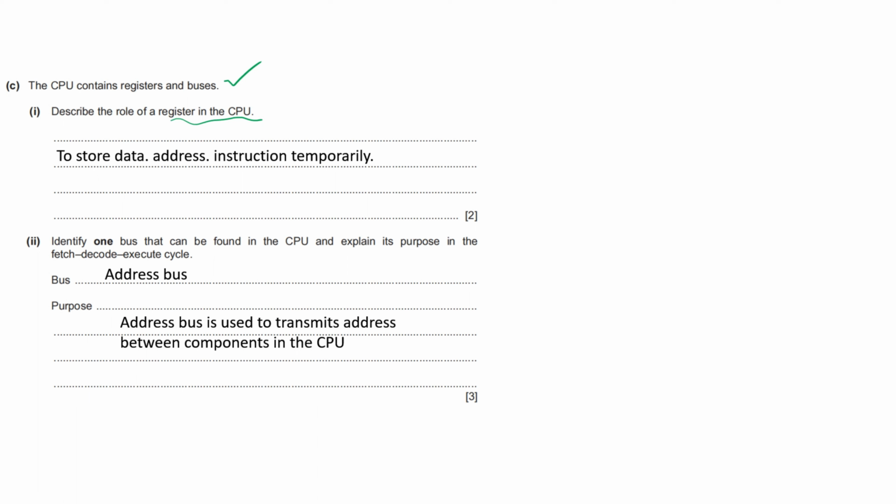Next question is, identify one bus that can be found in the CPU and explain the purpose in the fetch, decode, and execute cycle. So we know we have three buses inside the CPU. We have the data bus, the address bus, and the control bus. The address bus is used to transmit addresses between the components in the CPU, while the data bus is used to transmit data between the components in the CPU, and the control bus is used to transmit control signals between the components in the CPU.